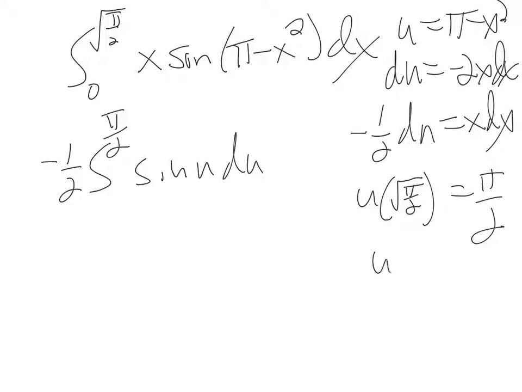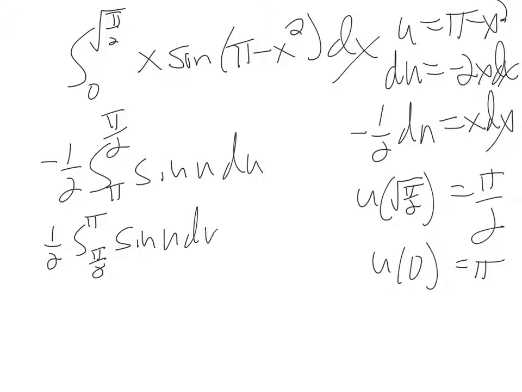And then u of 0, pi minus 0 is pi. And so again, I've got bounds that are upside down, so I'm going to switch them, change that to a positive. So pi over 2 to pi of sine u du.